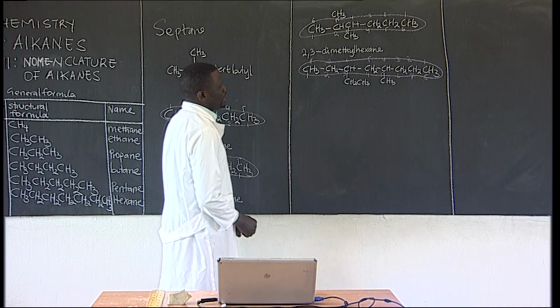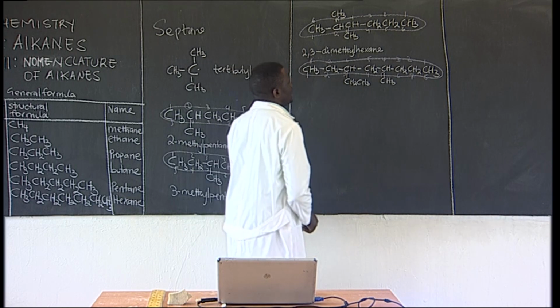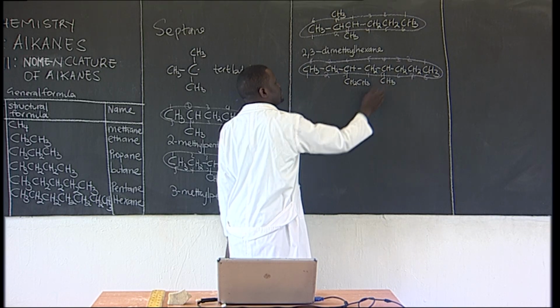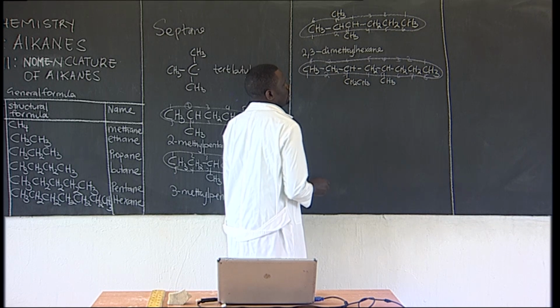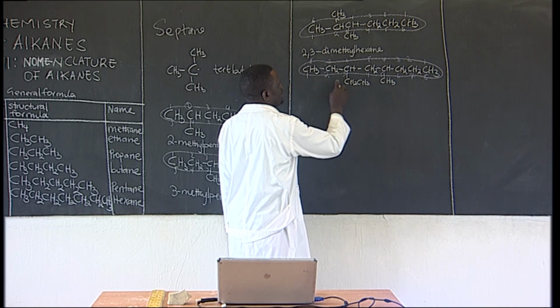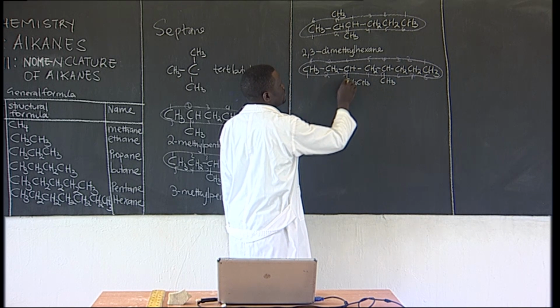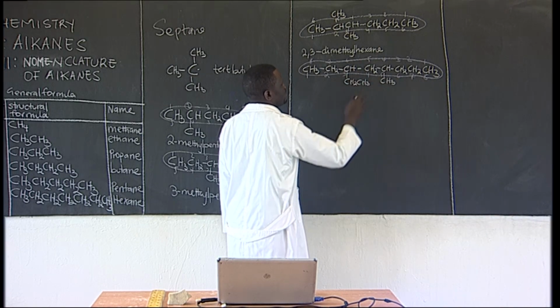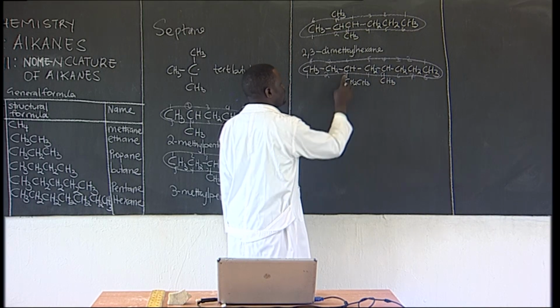Then we have 2 alkyl groups. One of them is ethyl, another one is methyl. But we're going to give the branch carbon atom the least position. So we have 3, 5, and we have 4, 6. So 3, 5 is better. So we are going to move like this.